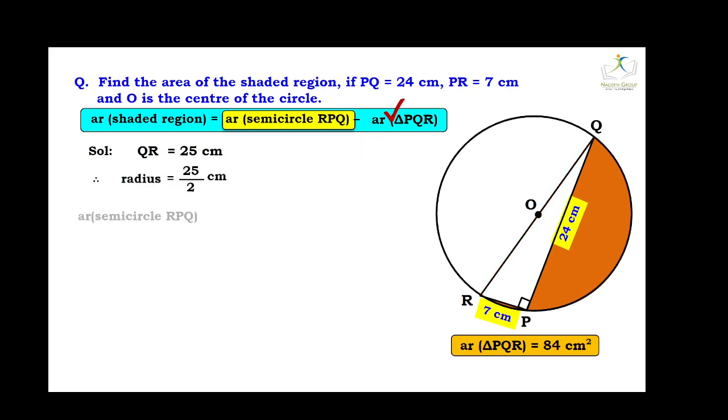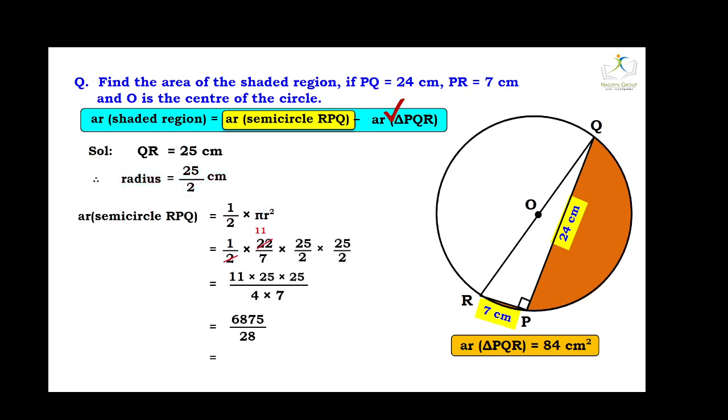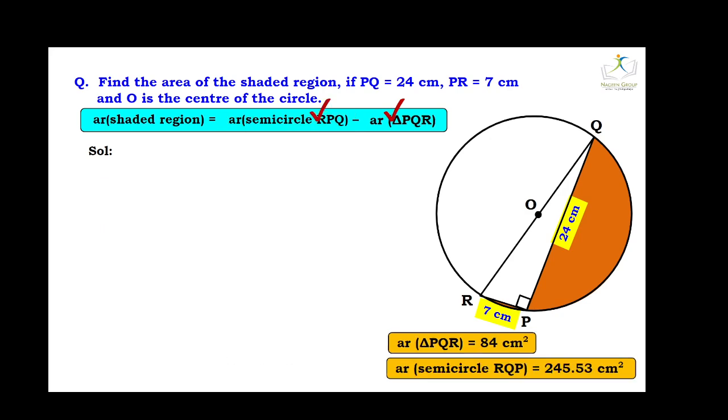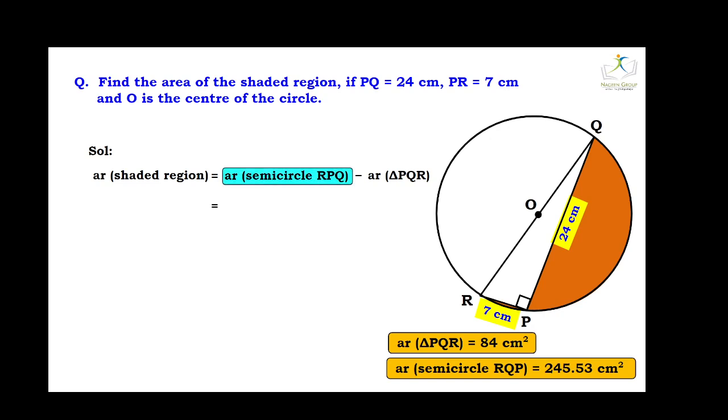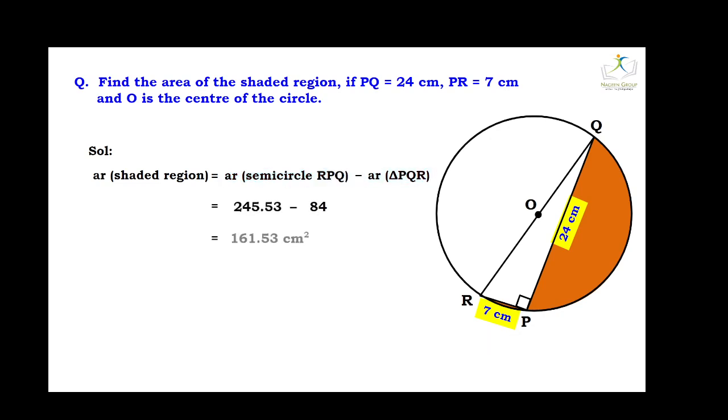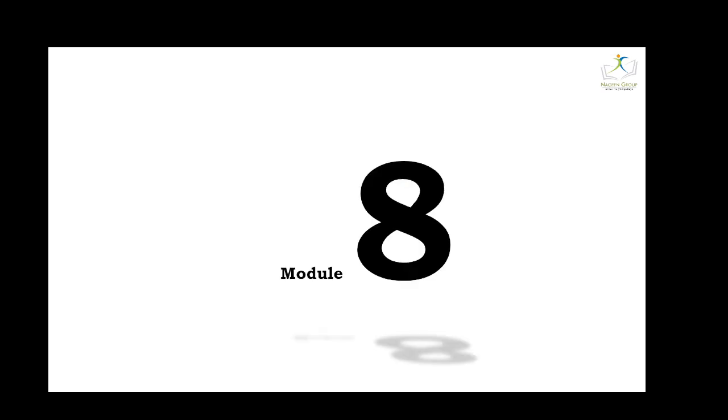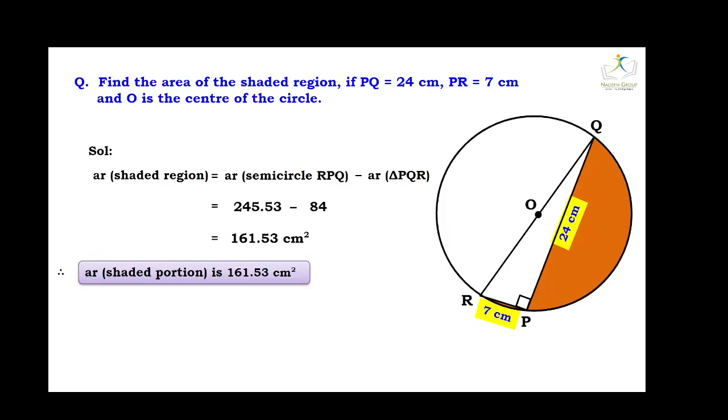So with that concept, we can find the area of the semicircle. After that, we have to subtract this area of the triangle, which we already found. That's all. This is the concept of this problem. So first you have to find the area of the semicircle minus the area of the triangle. That will give the shaded portion. Shall we take the next problem?